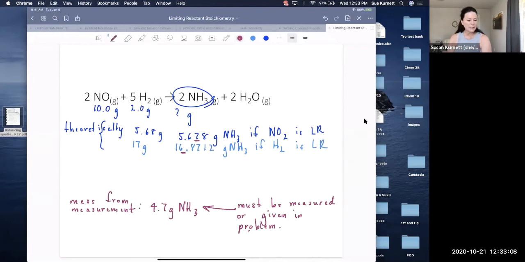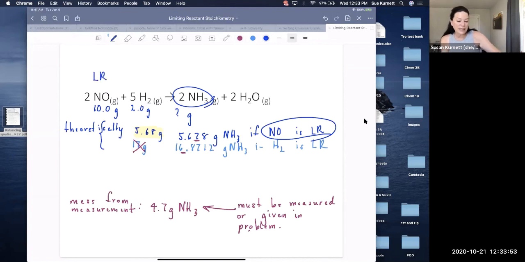So I've gone through my steps and I've come up with two amounts produced by theory, but only one is right. 5.68 grams is a smaller number than 17 grams. Compare and pick the smaller number. 5.678 grams, that happened if nitrogen monoxide is the limiting reactant. And so we now know nitrogen monoxide was the limiting reactant.